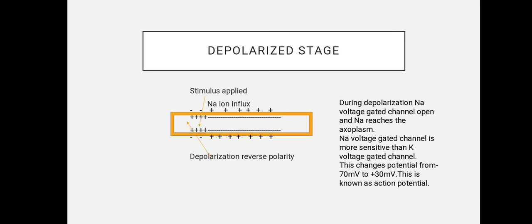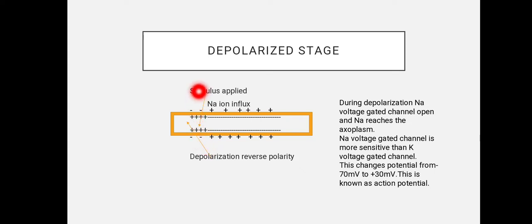Then when a stimulus is applied, what happens? The polarity where the stimulus is applied changes: the inner membrane becomes positively charged whereas the outer membrane becomes negatively charged. This changes the potential from minus 70 to plus 30 millivolt, and this plus 30 millivolt is known as the action potential.